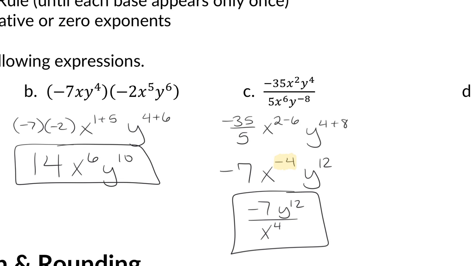If more than one term had a negative exponent, you would move more than one thing. In this problem, only x had the negative exponent. The negative in front of the 7 is not an exponent, so it stays.